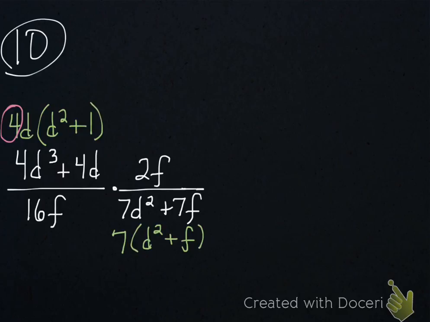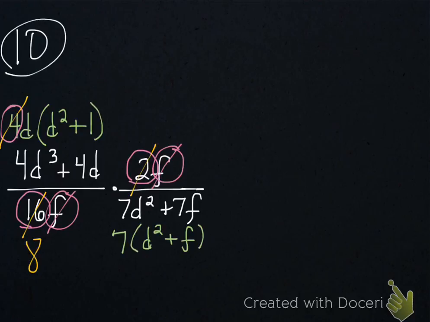4, 16, and 2. I notice I have two f's that are by themselves, so those will cancel out. 4 times 2 is 8, and 8 will go into 16 twice. So the 4 and the 2 are gone, and now I have an 8 in the denominator. But what about all these d's? Nope, the d's and the f's that are there stay.